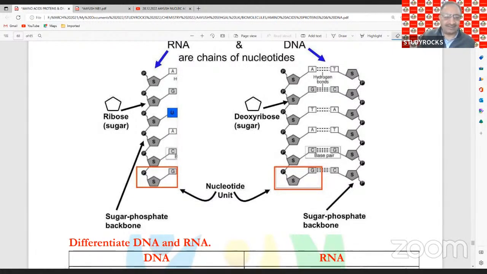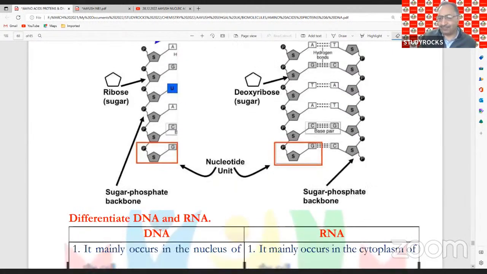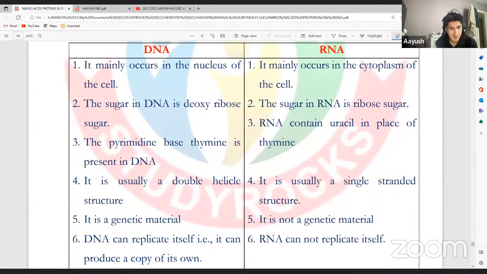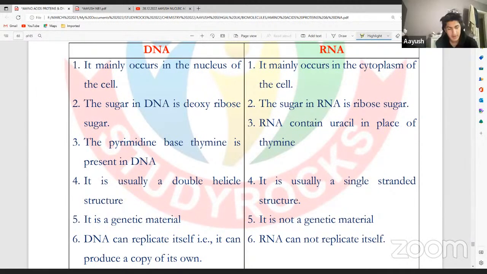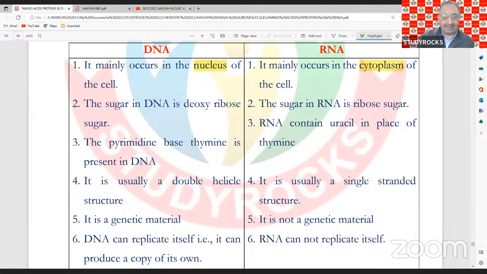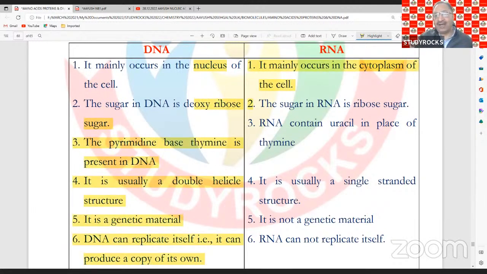Otherwise, nobody asks the structure of RNA. This question, I believe, you can very easily answer: the difference between DNA and RNA, but you get it in your examinations. DNA occurs in the nucleus, RNA in the cytoplasm. DNA contains deoxyribose sugar and RNA contains ribose sugar.